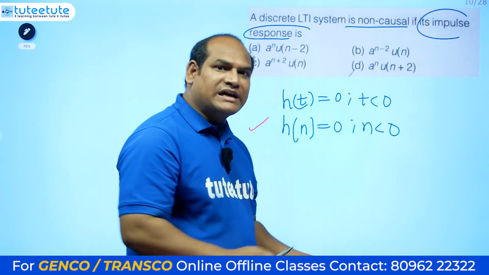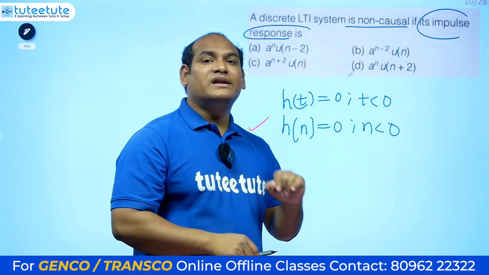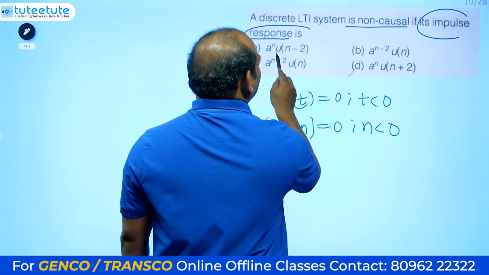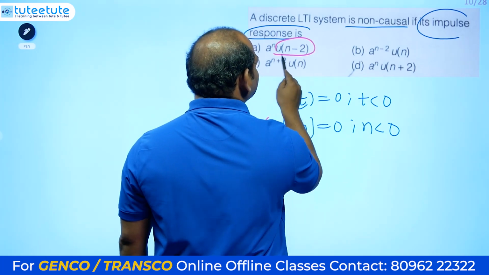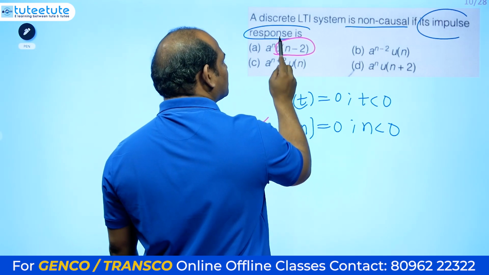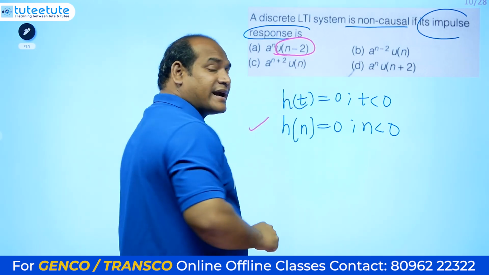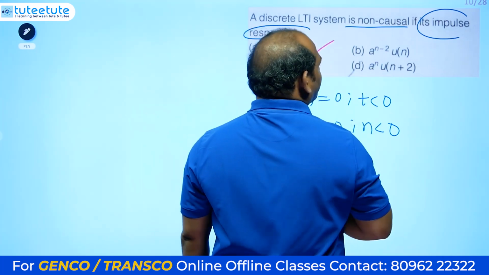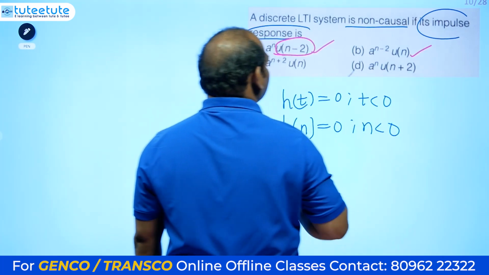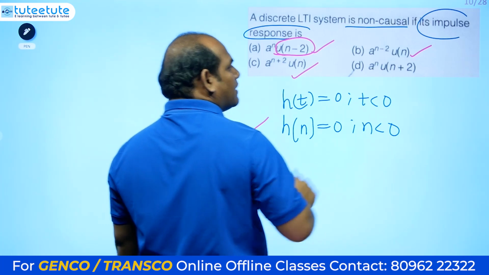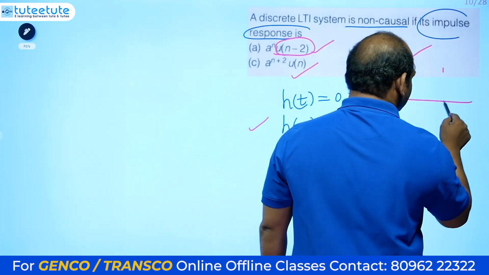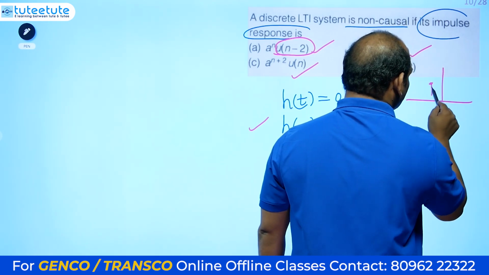That means we should not have the impulse response for negative values. So the given thing is the impulse response only. u of n minus 2 represents the shifted version of u of n to the right side. The right side means it is on the positive side only. So it is causal. u of n is also causal. But it is u of n plus 2. u of n plus 2 means it is left shifted by 2.